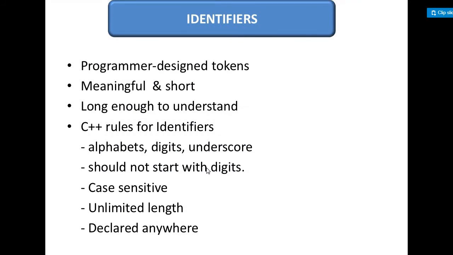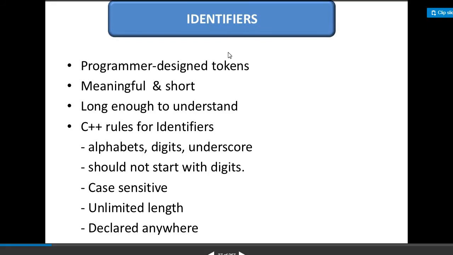Next, identifiers. These are programmer-designed tokens, meaningful names, which you can also call variables, that are going to be used in C++ programming. They consist of alphabets, digits, and underscore, and must not start with a digit. They are case sensitive, of unlimited length, and can be declared anywhere. These are the identifier rules.